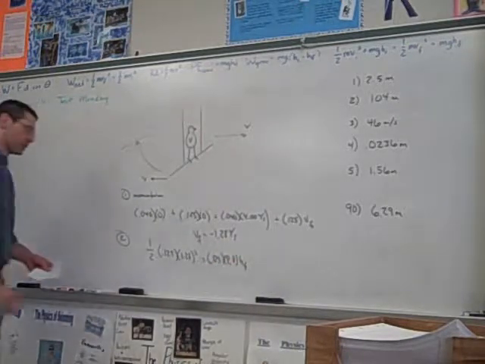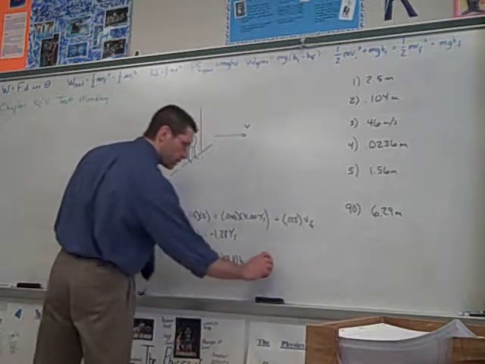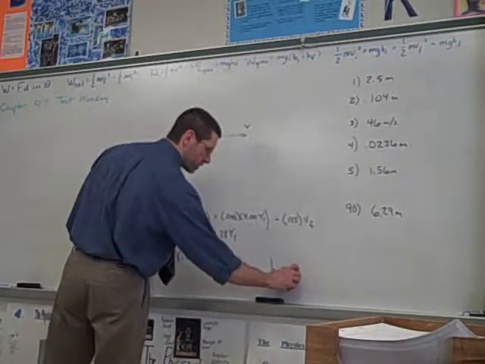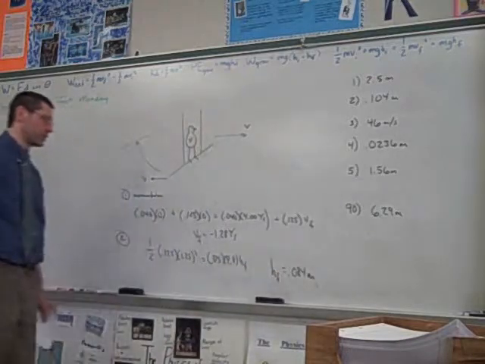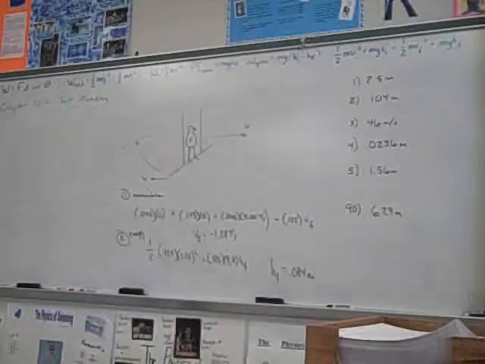So now you can solve for HF for the swing, and HF is 0.084 meters. Let's look at something here.